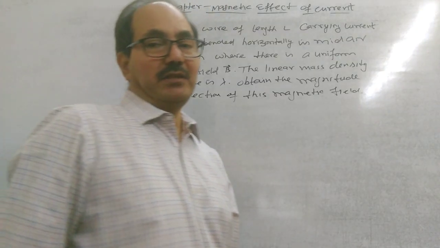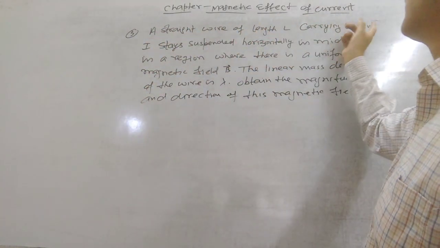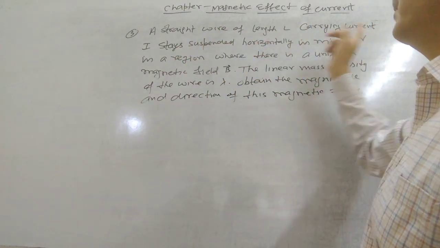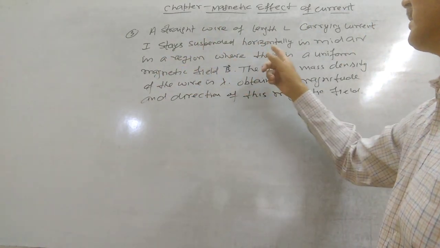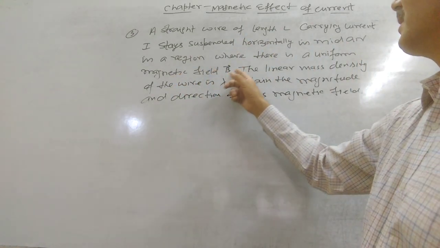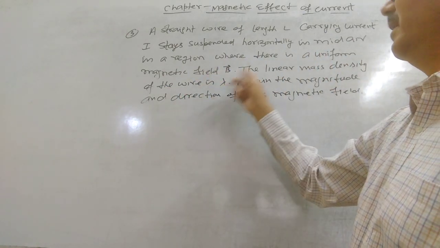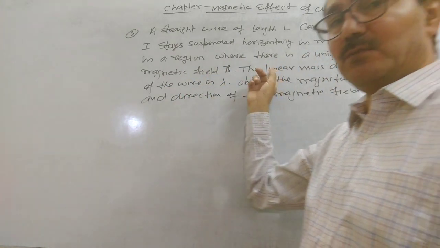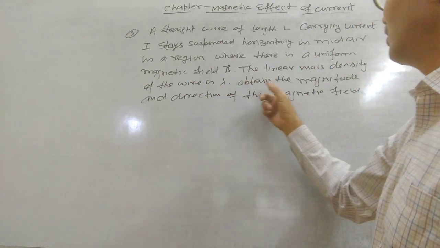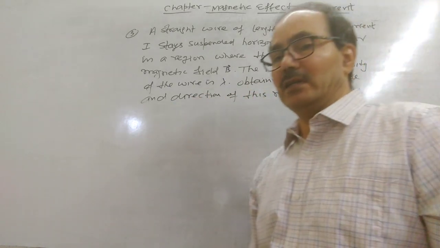Now numerical number 3. A straight wire of length L carrying current I stays suspended horizontally in mid-air in a region where there is a uniform magnetic field B, and the linear mass density of the wire is lambda. Linear mass density means mass per unit length of the wire. Then obtain the magnitude and the direction of this magnetic field.